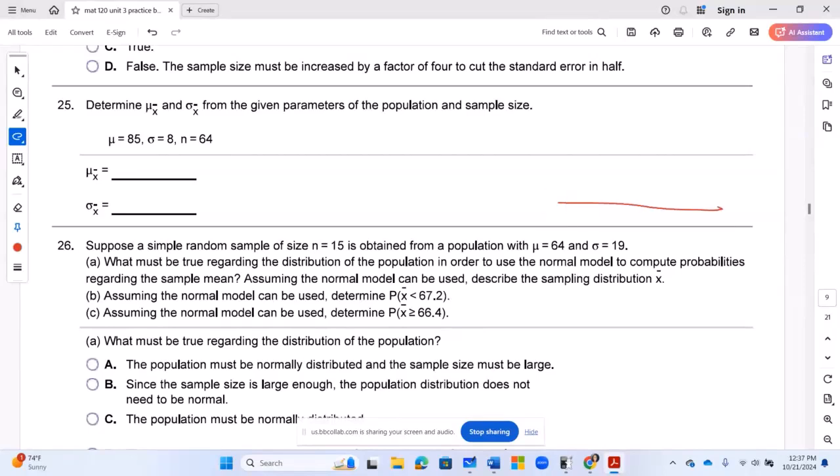Draw a diagram for sampling distribution. Let's draw a normal distribution. Remember that this normal distribution is made up of x bars. So the random variable is x bars. We already know this.